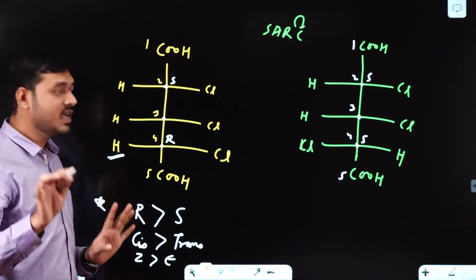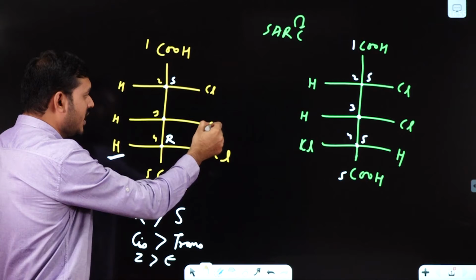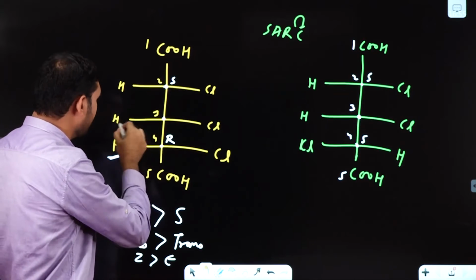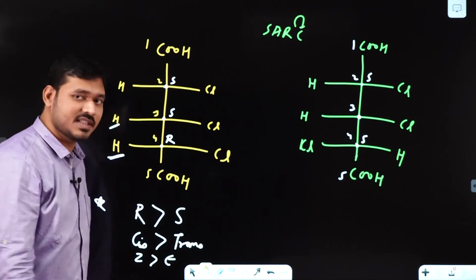Priority order, okay, in such cases. Now, let's see. From third carbon, chlorine is 1, this downside is 2. So, clockwise means R, but hydrogen is in horizontal, so reverse: S. So, third part will be S.